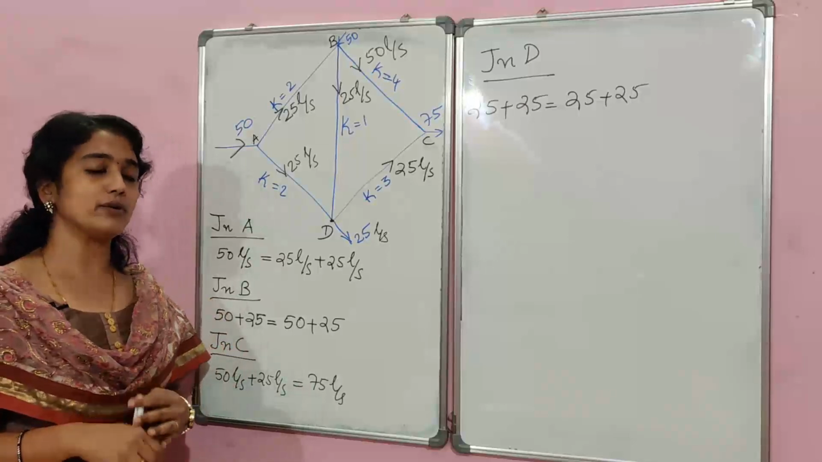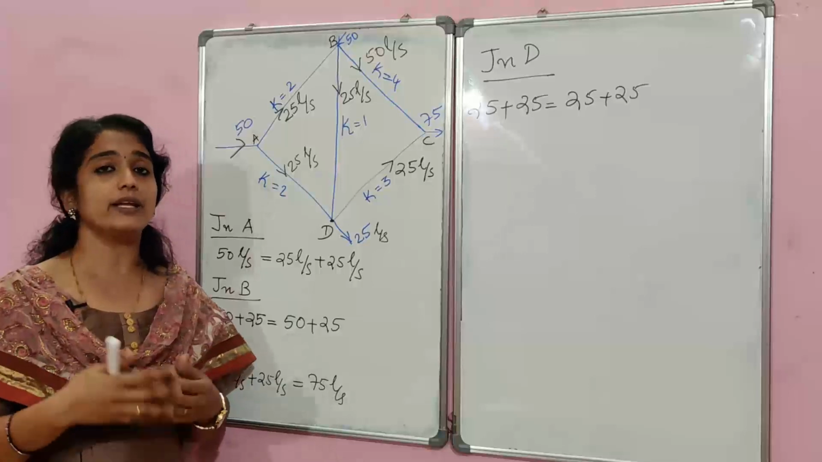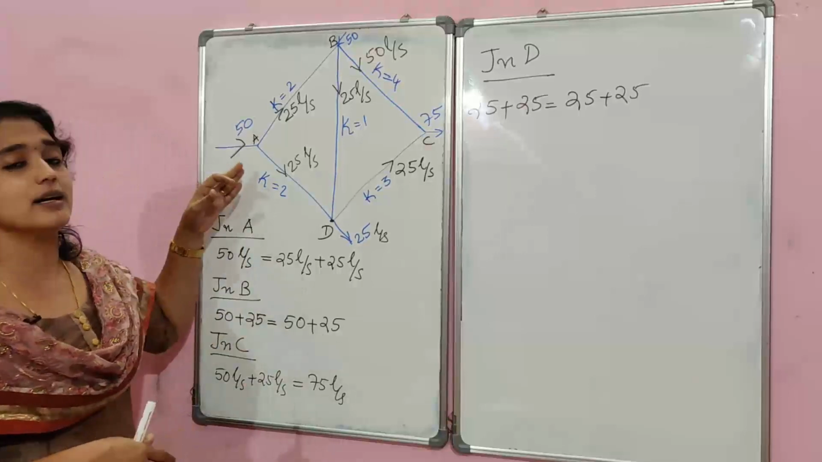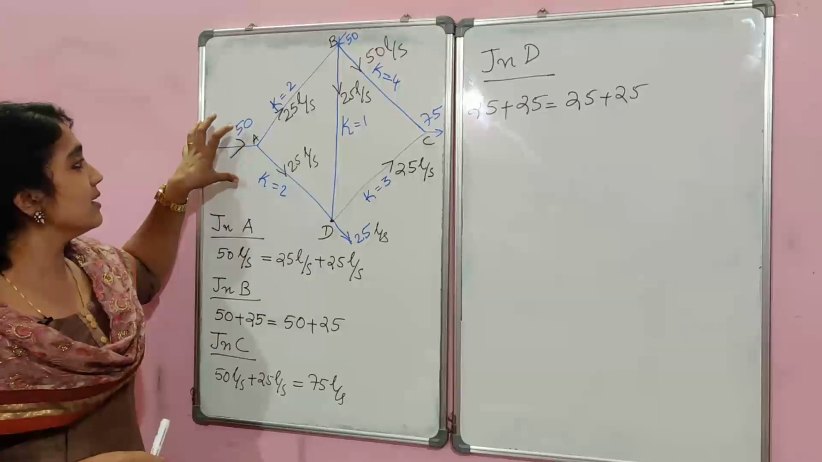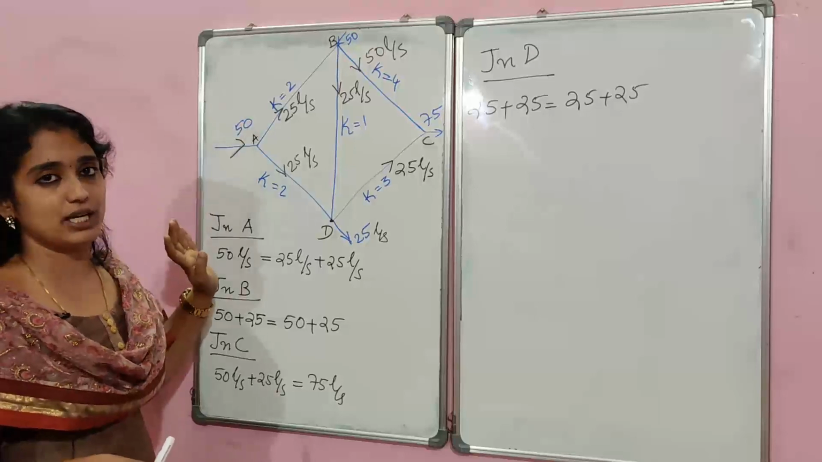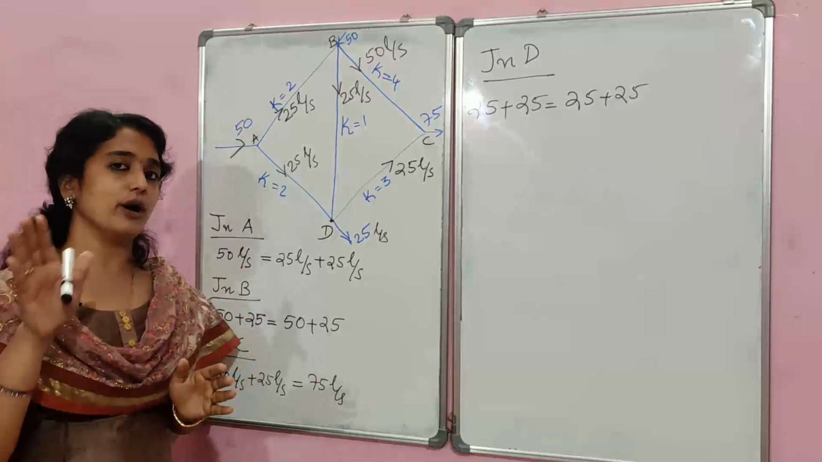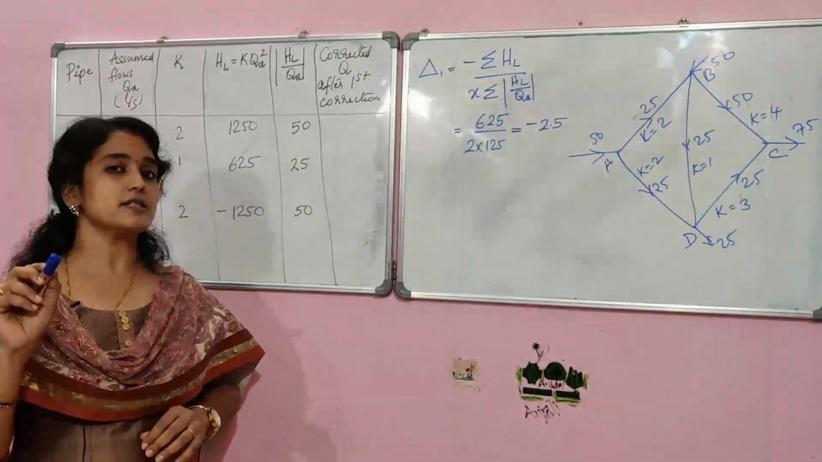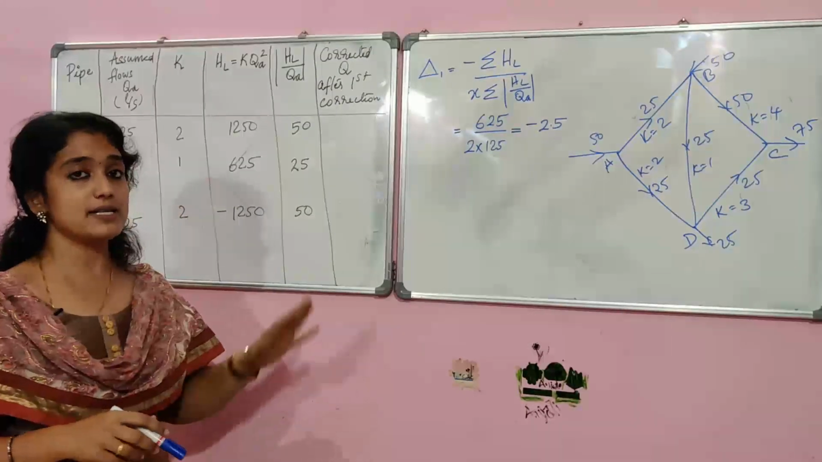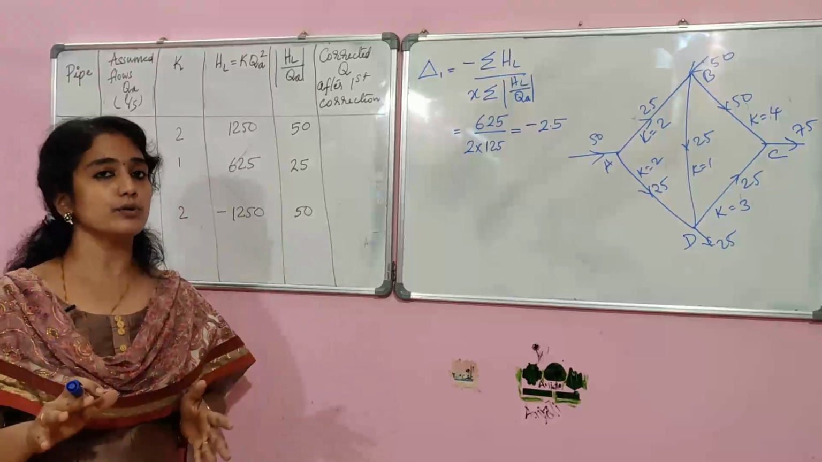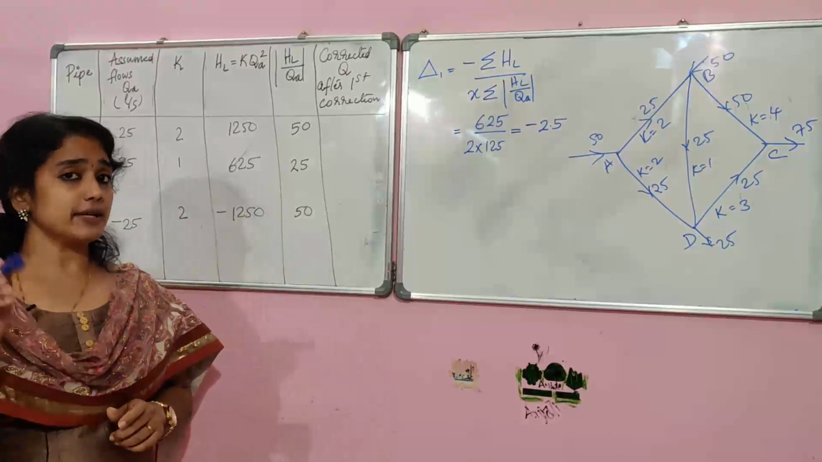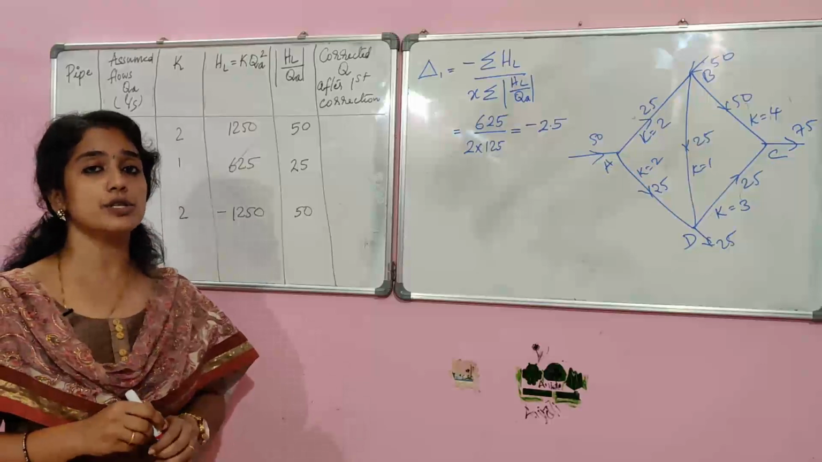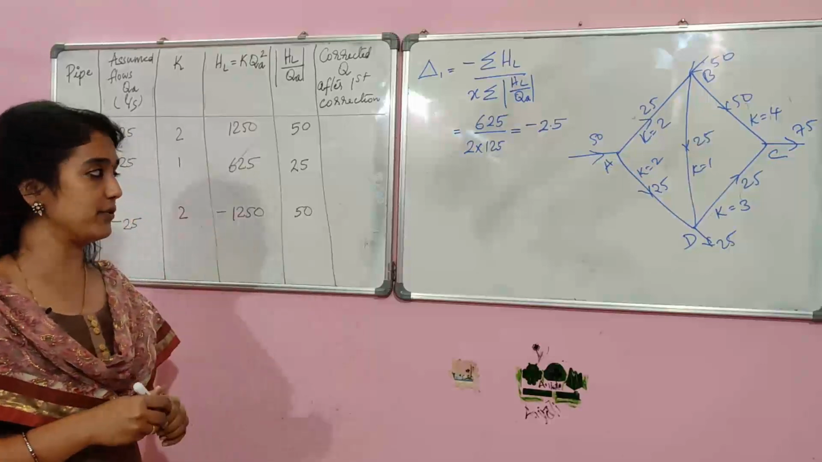You can assume any value, but the total should be equal to the given discharge. That is the only point you have to take care of. The first step of the Hardy-Cross method is over for this problem, that is assuming the flow through each pipeline. Next we have to calculate the head loss for this pipe network.